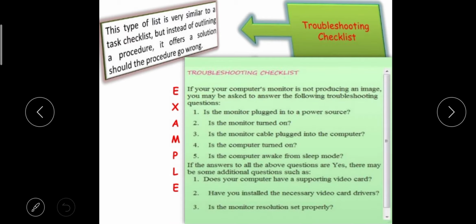Next we have the troubleshooting checklist. This type of list is very similar to a task checklist, but instead of outlining a procedure, it offers a solution should the procedure go wrong. For example, if your computer monitor is not processing an image, you may be asked to answer troubleshooting questions like: is the monitor plugged into a power source, is the monitor turned on. If they're asking like this, that is called a troubleshooting checklist.